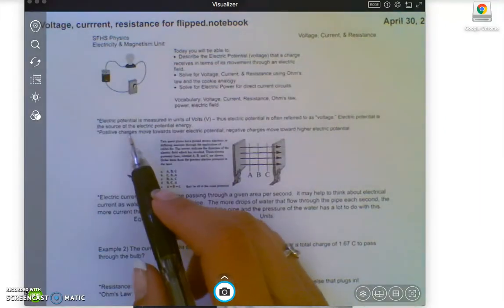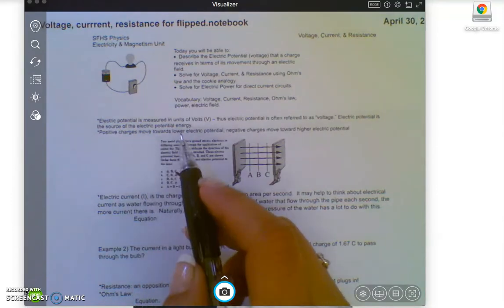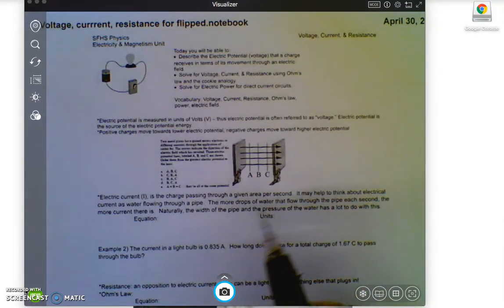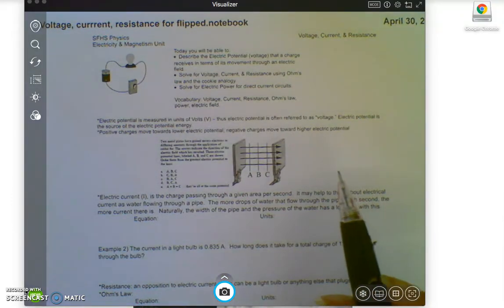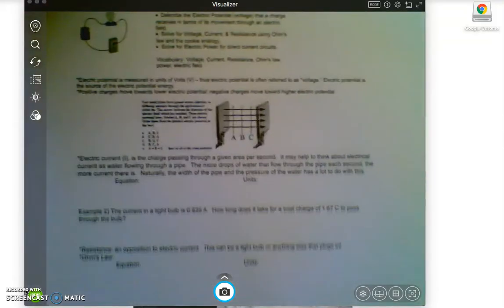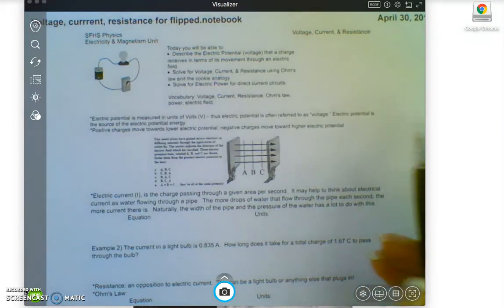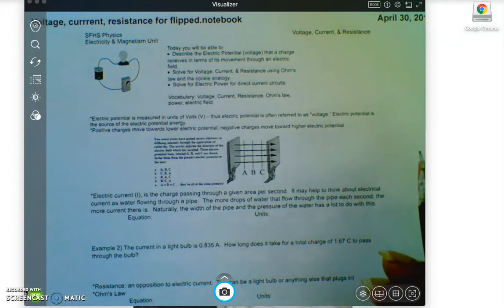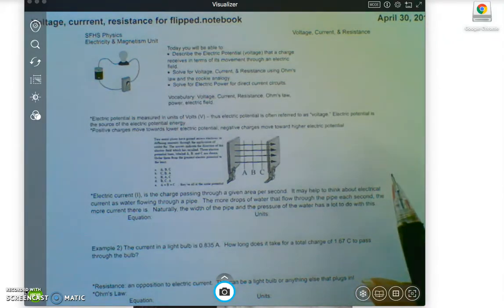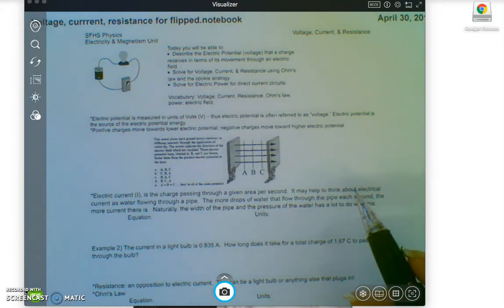We're going to start with electric potential. Electric potential is measured in units of volts. Sometimes we call this voltage. Usually that's the word you're going to hear rather than electric potential. Basically, electric potential or voltage is the source of the electric potential energy in a circuit. So this is what gives the circuit energy. This is why the current flows, because it has this potential difference. Positive charges move towards lower electric potential, and negative charges move toward higher electric potential.